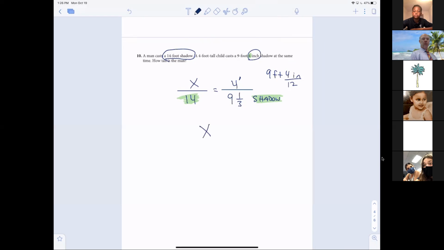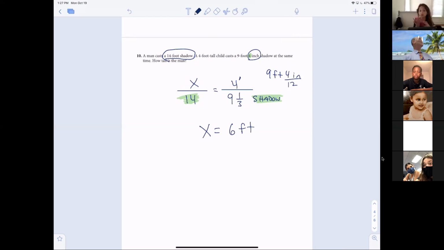The answer is x is equal to 6. 6 feet. Anybody else get 6 feet? I got 6 feet. Yep, I got it. I did the calculator, I got that. Same here. Trey is a thief. You're stealing that, Trey.